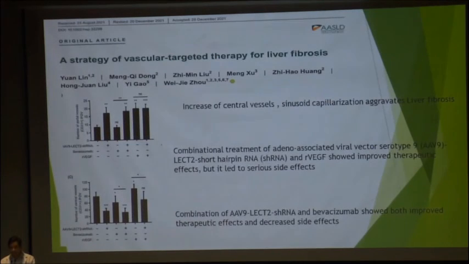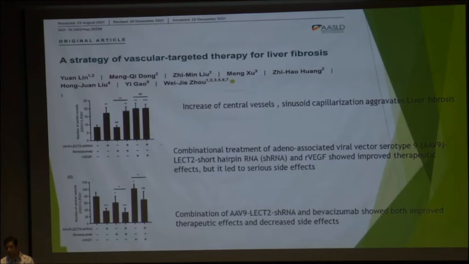So the discovery of this receptor has led to a very recent study published about last month in Hepatology, where they looked at a strategy of blocking the chemotaxin 2 mechanism using adeno-associated viral vectors, and they also used bevacizumab. When they used the combination of the adeno-associated viral vectors as well as the VEGF and bevacizumab, they reported more adverse events. But when they used a combination of the vector and the bevacizumab, they showed improved therapeutic effects and decreased side effects.